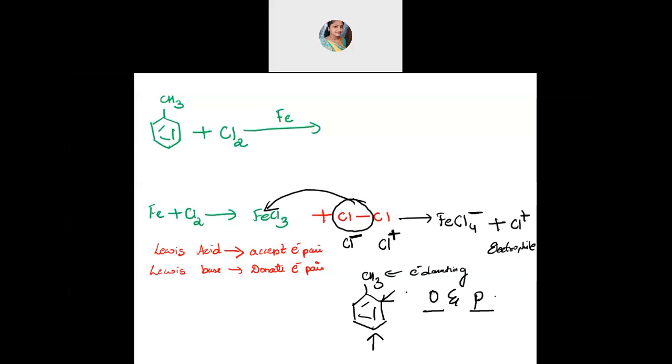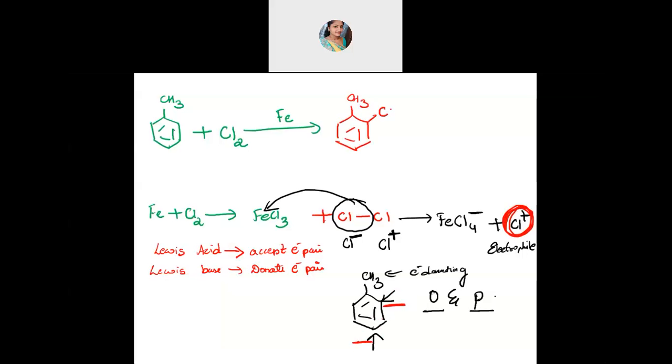So they will be either directed at the ortho position or at the para position. You will take one Cl plus, the electrophile which is being formed, and either put it at the ortho position or at the para position. So different compounds will be formed: one where it goes to the ortho position and one where it goes to the para position. So we will get products like that. So we have here this methyl group.